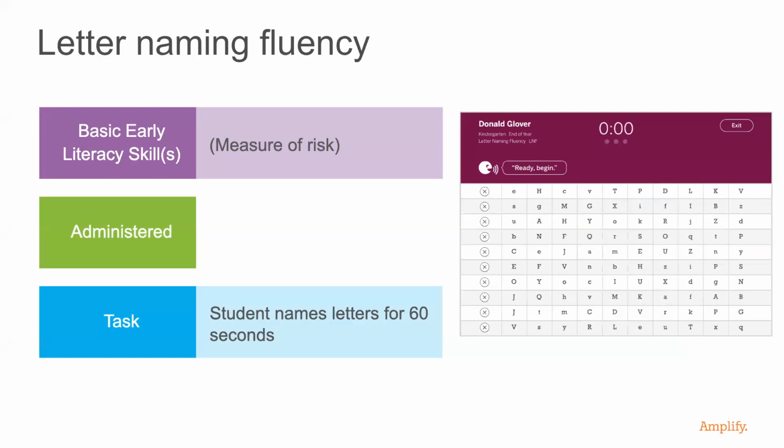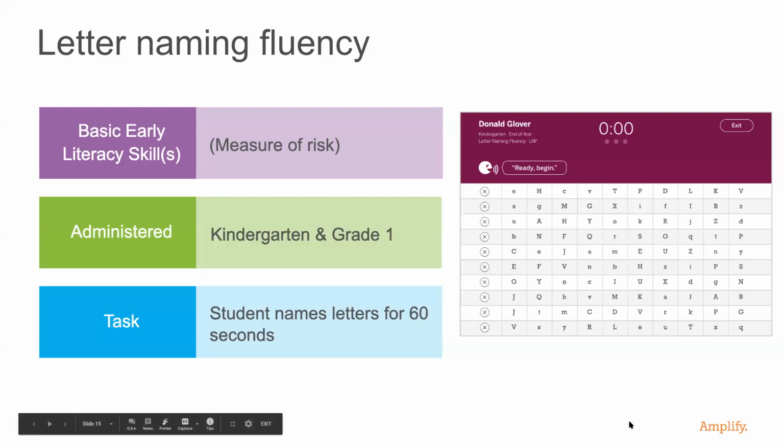So this is the first measure, letter naming fluency. It's important to note that letter naming fluency is not one of those basic early literacy skills that we would want to intervene in, right? So this is just a measure of risk. It's how many letters students are able to name in 60 seconds. They're shown this display on the right here and asked to name as many of them as they can. This is given in kindergarten and first grade.